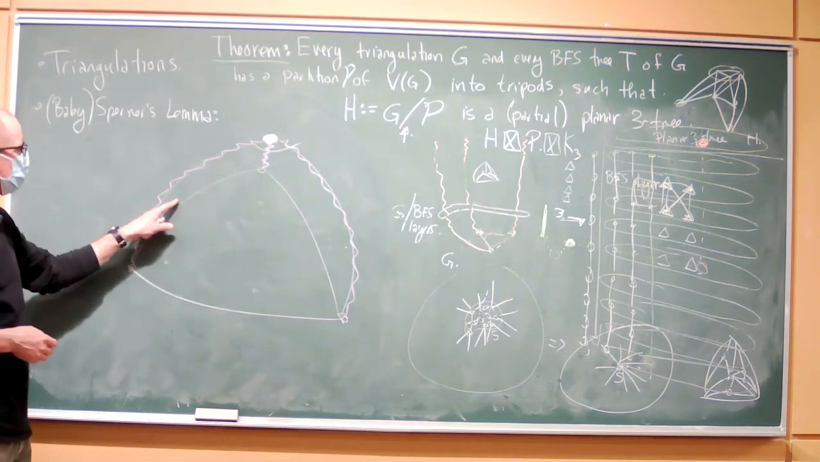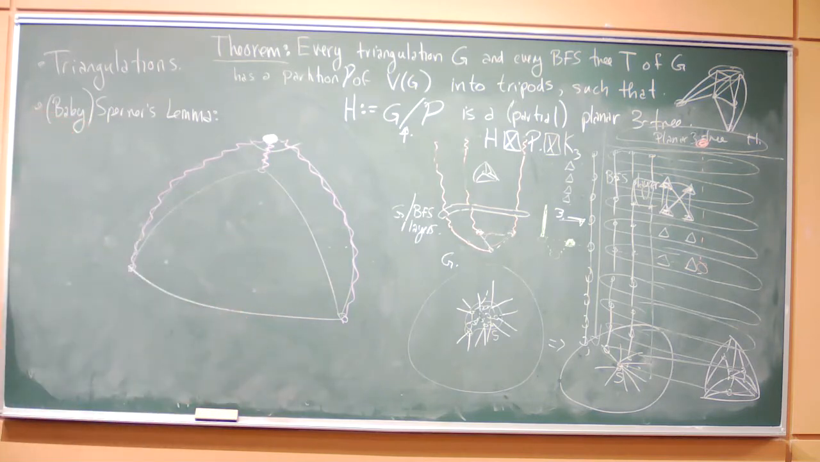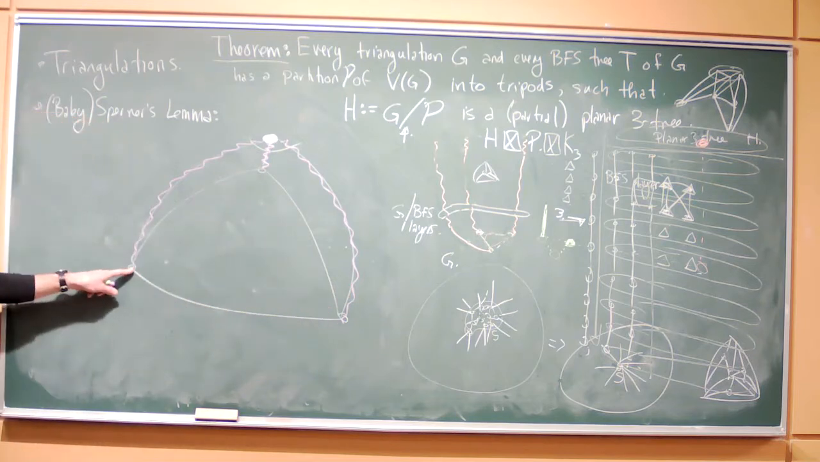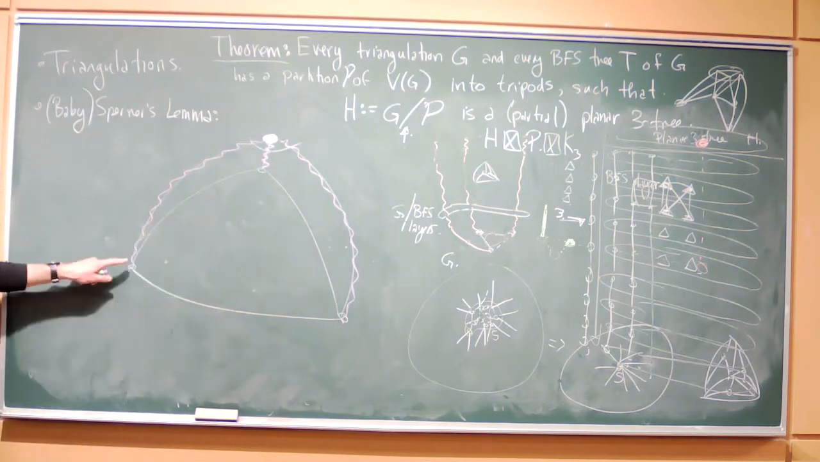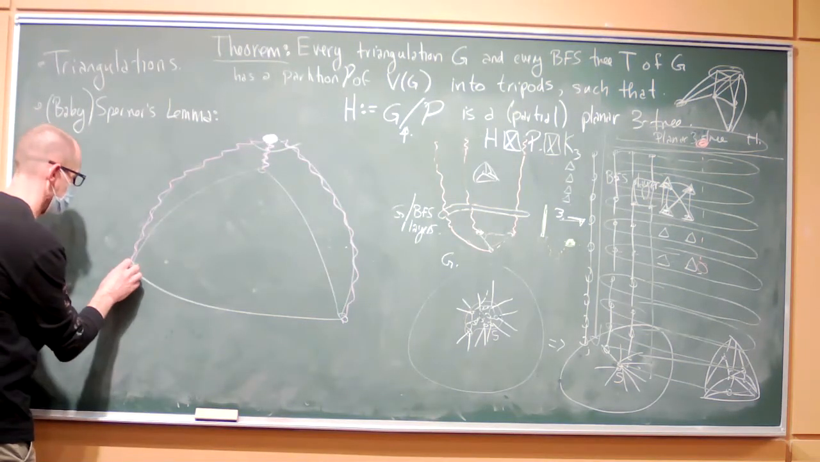So this edge is not in the BFS tree because that would make a cycle. This edge is not, and neither is this edge. So that means here are three vertices that make a 3-cycle, and none of the edges of that 3-cycle are in my BFS tree. So this qualifies as something I can make a tripod out of. So we make that.